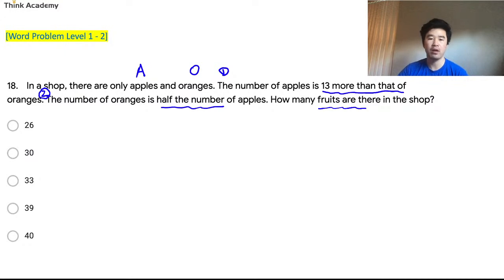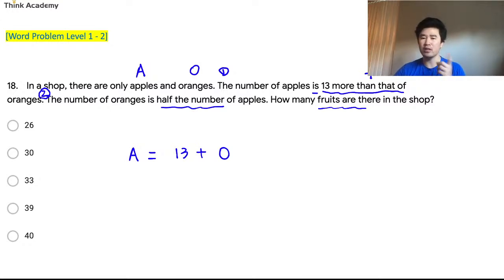Let's do our sentence 1. The number of apples is 13 more than that of oranges. So more than, what operation should we do? Should we do addition or multiplication or subtraction? More than, we should do addition. So we should do addition here. Let's translate this sentence. Apple, "is", that's just the equation sign. Apple is 13 more than that of orange. So we have orange plus 13 will give us the number of apples. So now we have apple equals orange plus 13 because the number of apples is 13 more than oranges. That's what we have from sentence 1.